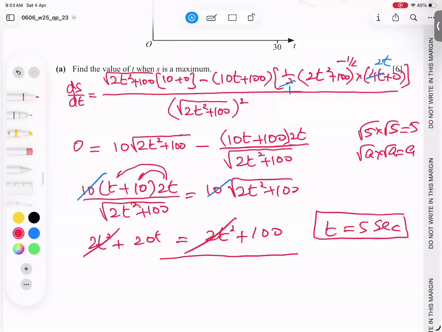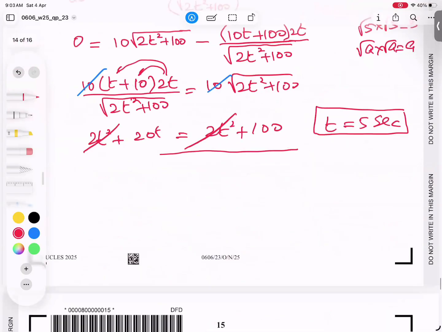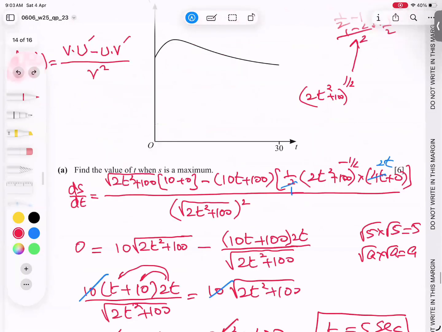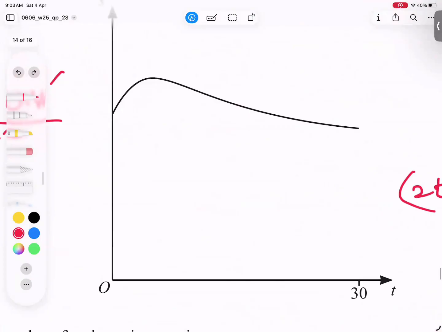Second part, students, what he's asking for, next page: find when the particle passes through the starting point at capital T, and the total distance traveled by the particle in the first T seconds. So what is the starting point? We have to check first where the starting point is. So we have to look at the diagram for the starting point. If you look carefully, this is the starting point.